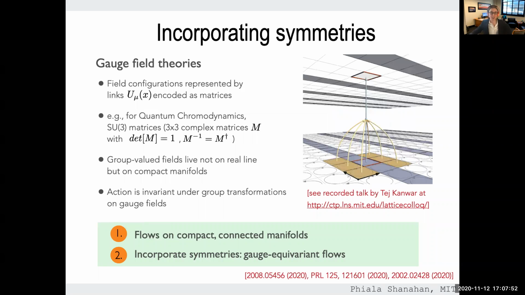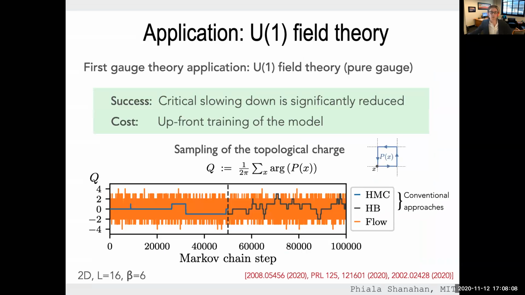And I can show you an artist's impression of the sort of architectures that we're developing, which are really gauge specific to incorporate these symmetries. And I can show you some of the results. So in an application to U(1) pure gauge field theory, we see that training these sorts of flow models really gives you a significant reduction of your problem of critical slowing down, of course, at the cost of upfront training of the model.